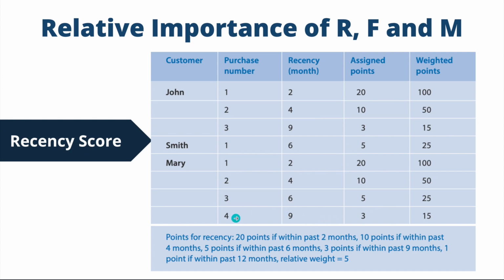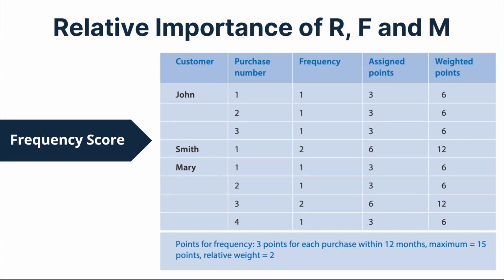In the recency score table, we have 3 customers, John, Smith and Mary. Points for recency: 20 points if within the past 2 months, 10 points if within the past 4 months, 5 points if within the past 6 months, 3 points if within the past 9 months, 1 point if within the past 12 months, relative weight equals 5. And in the frequency score table, with the same 3 customers as above, points for frequency: 3 points for each purchase within 12 months, maximum equals 15 points, relative weight equals 2.